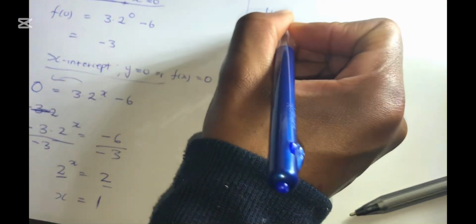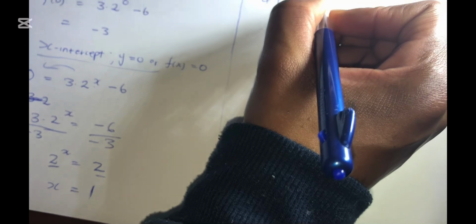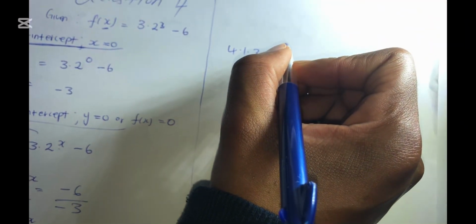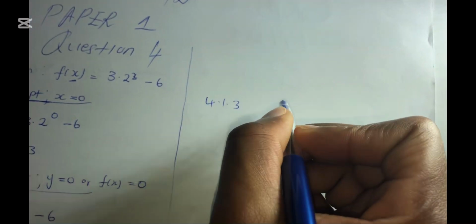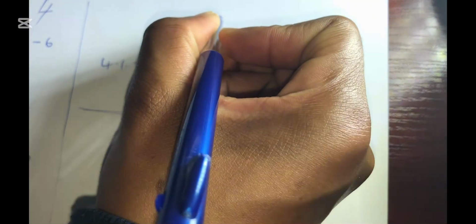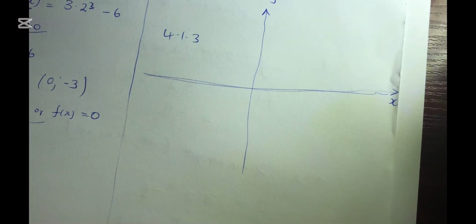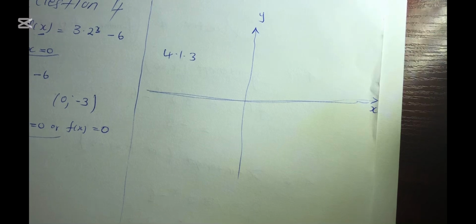We go to 4.1.3. It says sketch the graph of f and clearly show all asymptotes and intercepts with the axes. When you come to a question that says sketch, you must use a ruler. Don't use a hand, you must use a ruler, and always label your intercepts. After labeling, you must look at your y-intercept. The x-intercept is going to be 1 and 0. You must write them down.